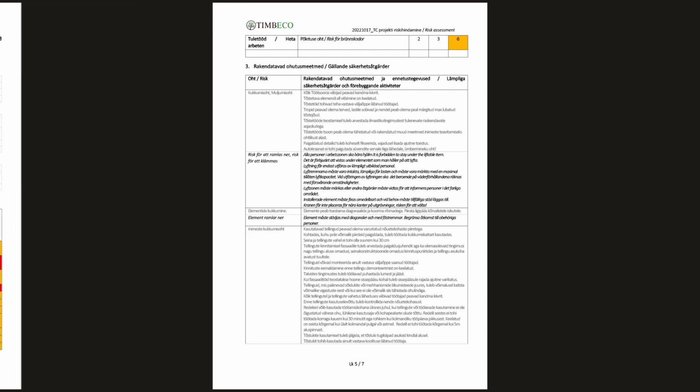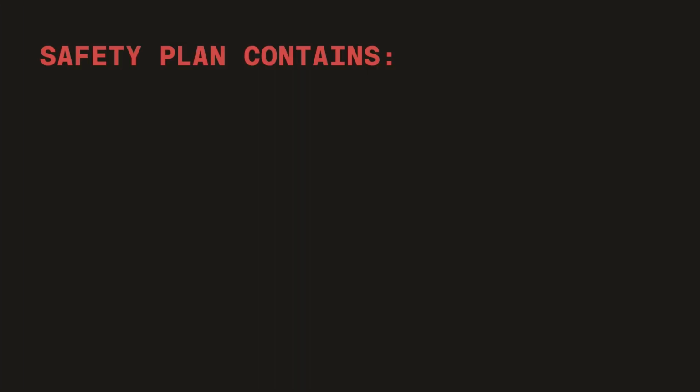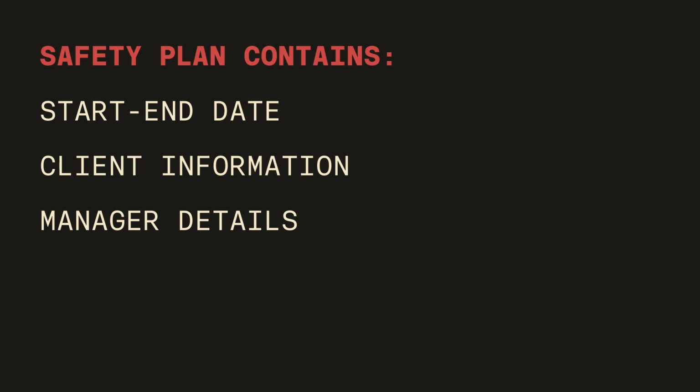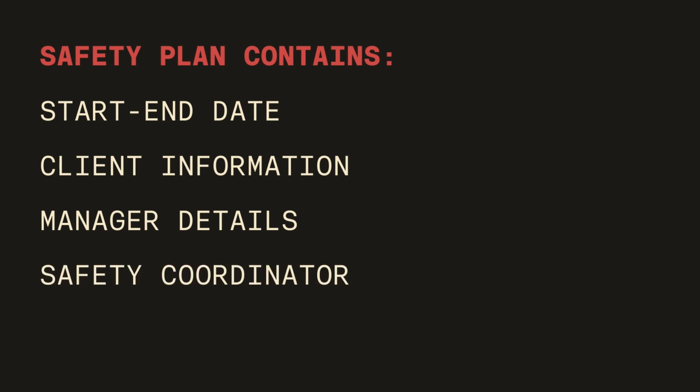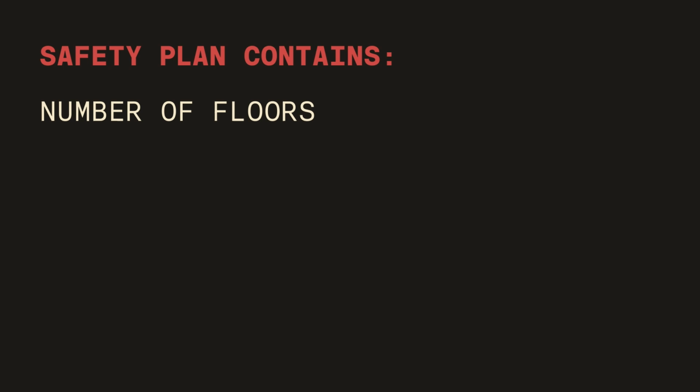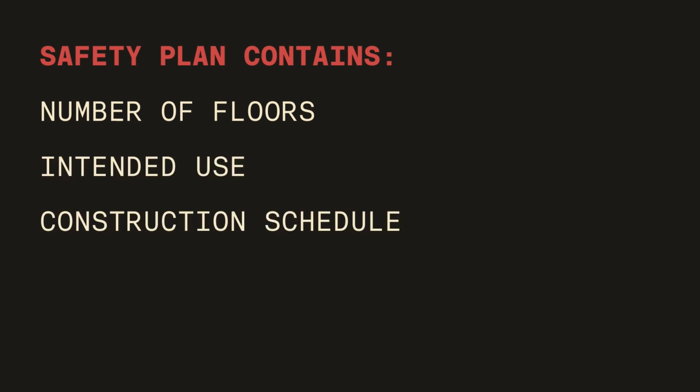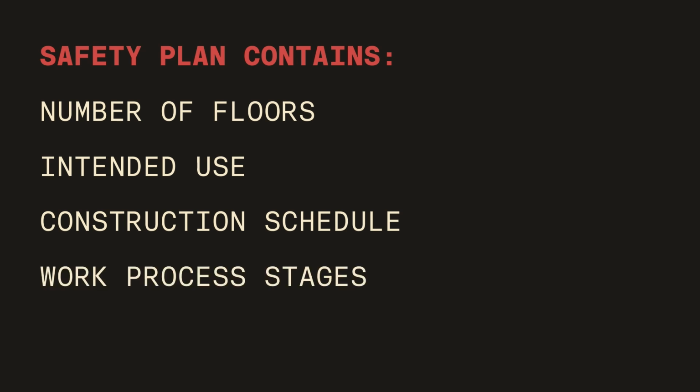The framework for this is provided by a system document prepared by the company, which includes a safety or environmental management plan. The safety plan contains project details, start and end dates of work, client information, project and site manager details, and the safety coordinator's details. It includes a brief description of the construction project, characterizing the building such as the number of floors, intended use, information related to the construction schedule, important work process stages analyzed, and so on.